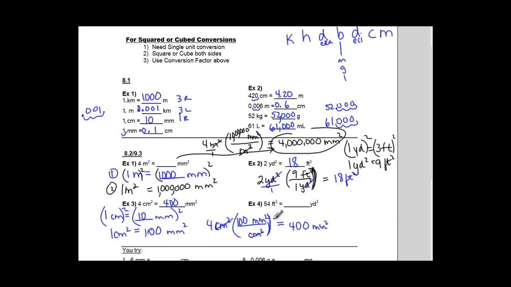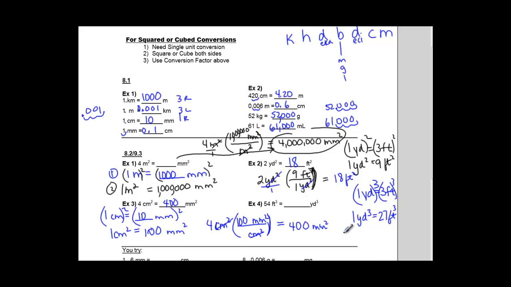We're looking at cubic feet and cubic yards. So we said before that we know 1 yard equals 3 feet. But this time I want to cube both sides, which would give me 1 cubic yard is equal to, now 3 to the 3rd power is 3 times 3 times 3, or 27 cubic feet.